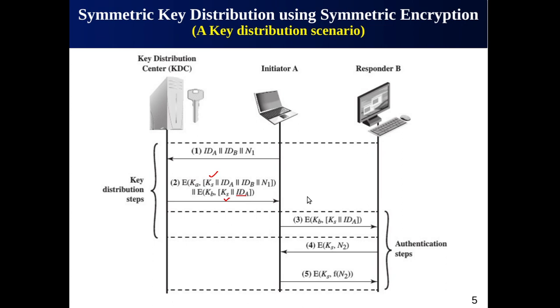At step number 3, after receiving this response from the KDC, A will forward part of this message towards B. A will store the session key because it is going to be used for communication in the upcoming session, and then will forward to B the information that originated at the KDC for B, which is the session key and the ID of A. Using this session key KS at the receiver side, B will generate another message, as depicted in step number 4.